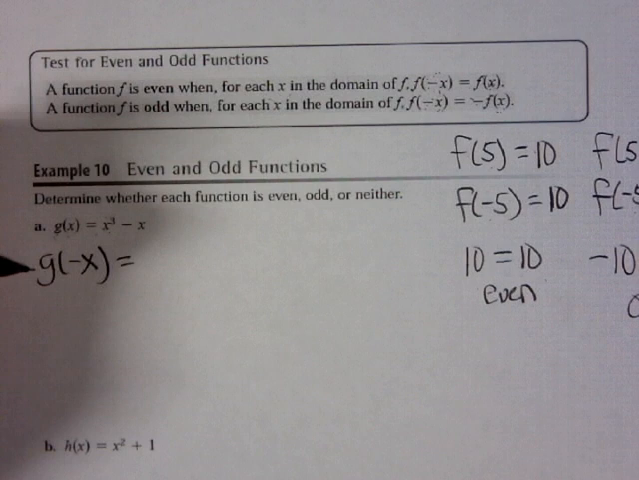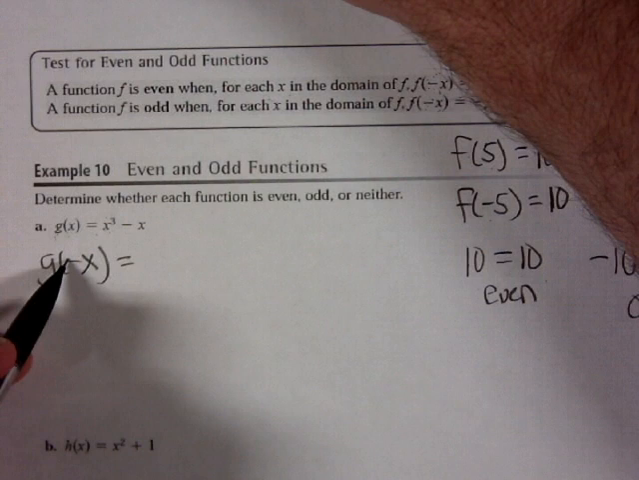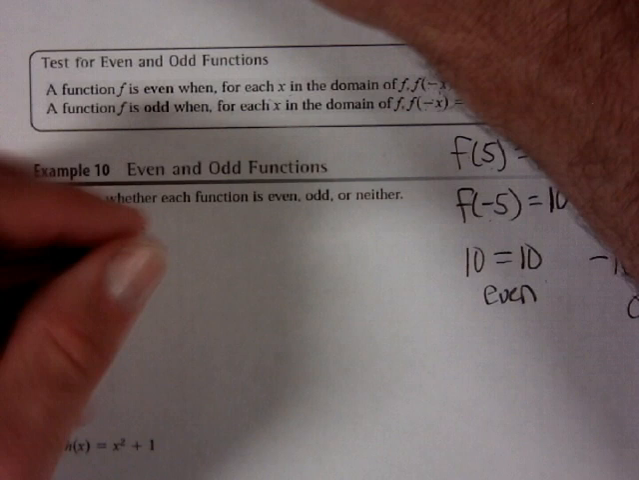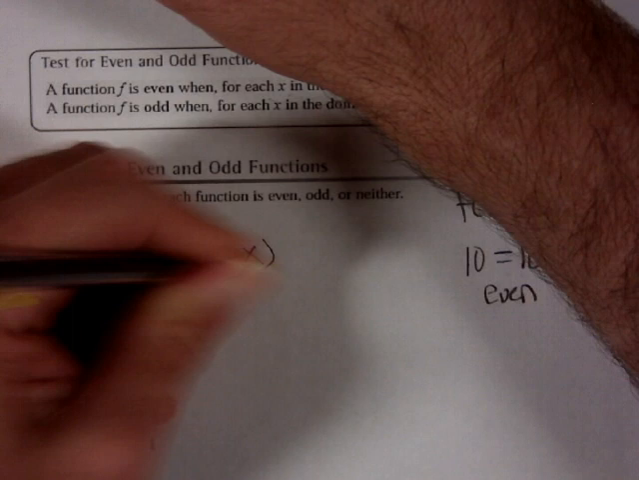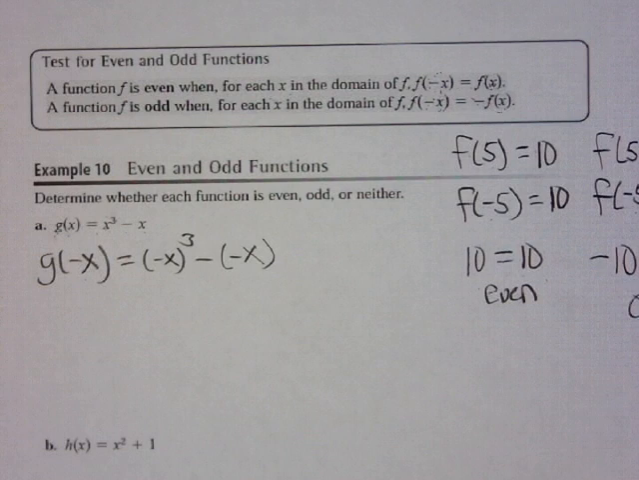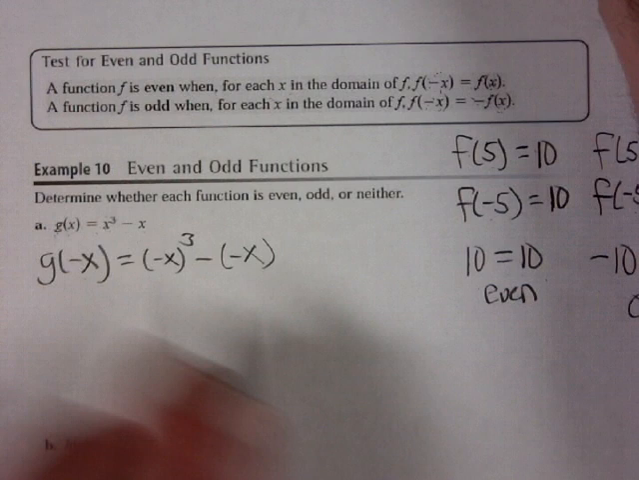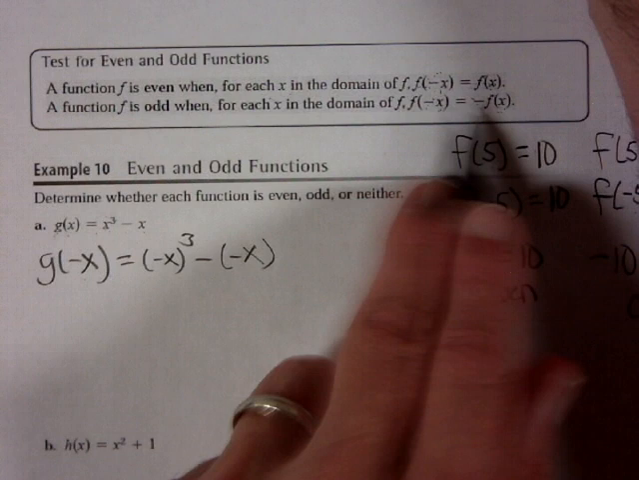So what does this mean? G of negative x means anywhere I see an x in the function, I'm going to replace it with negative x. So x to the third becomes negative x to the third. And then minus x becomes minus negative x. So remember, I'm plugging in negative x into my function, so anywhere I see an x, I'm going to take it out and put negative x in its place. Now, once I simplify that, I'll be able to determine whether they are the same or whether they are opposites of each other. So let's take a look and see.